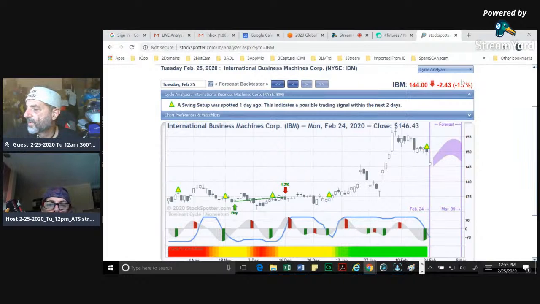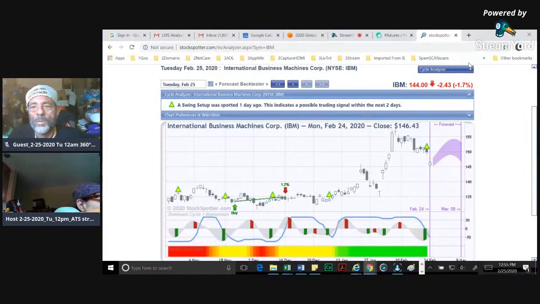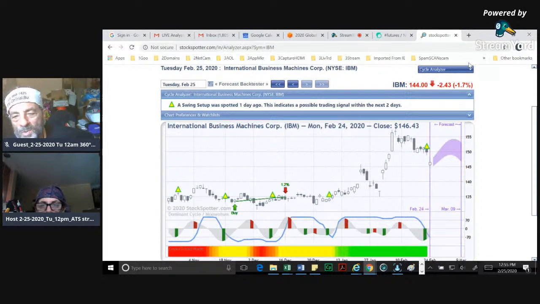How did you get this stuff? Oh, right here, cycle analyzer. Another thing I wanted to show you that I like what he's doing: that stock spotter on the bottom. If you look at the bottom of the screen, for the cycle color analyzer, did you click colors on that?